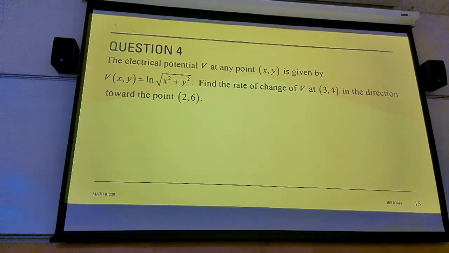And so we're given the equation for electrical potential. We want to find the rate of change at the point 3,4 in the direction towards the point 2,6. Two ways to go about this. We want to take the path of least resistance, so we're going to go the easy way. Rewrite V.